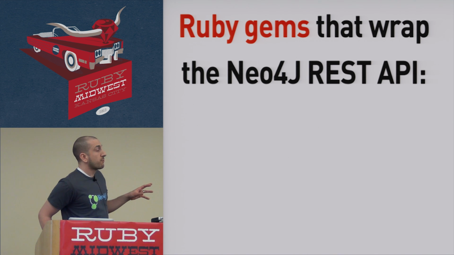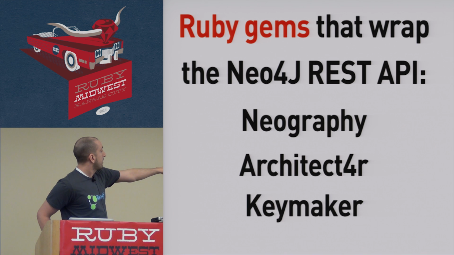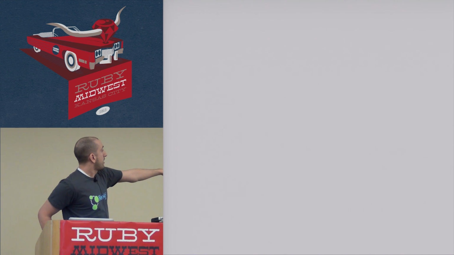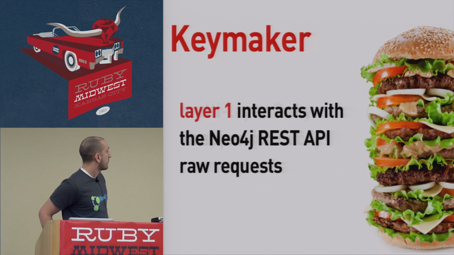So how do you do this with Rails? You have these gems. I know, 40 seconds. Neo4j, Neography, Architect Bar, and the best one is SchemeMaker, mostly because I wrote it. And so what's SchemeMaker? It's a multi-layer Ruby wrapper for Neo4j.